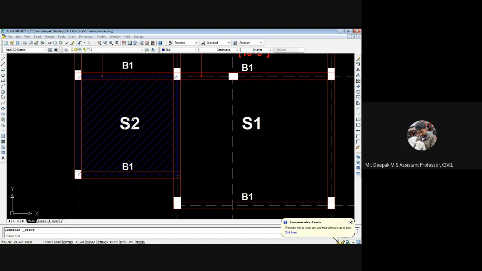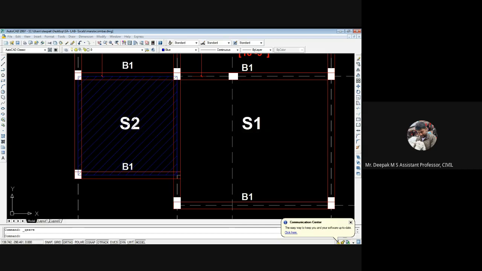And what is this edge strip reinforcement? Since it is towards the support, the negative is going to be more. So the minimum reinforcement at least should be present. We are providing good reinforcement because both in negative and in positive moment resisting directions, we are providing the same amount of steel. So we are providing 8 mm dia at 200 mm centers at the top in the edge strip reinforcement.